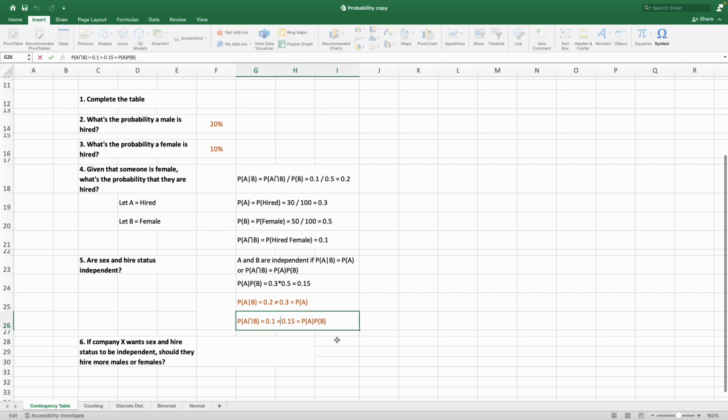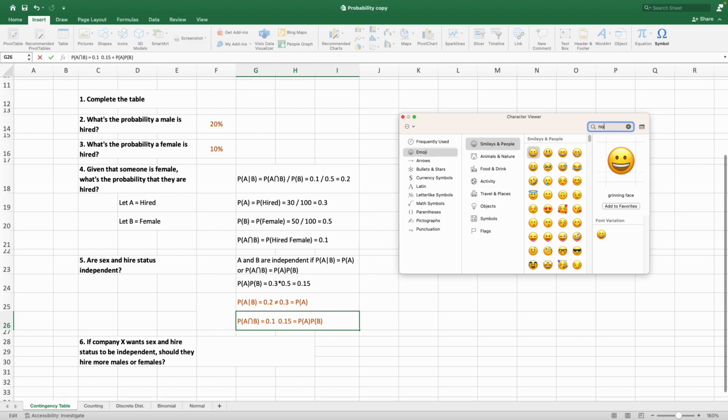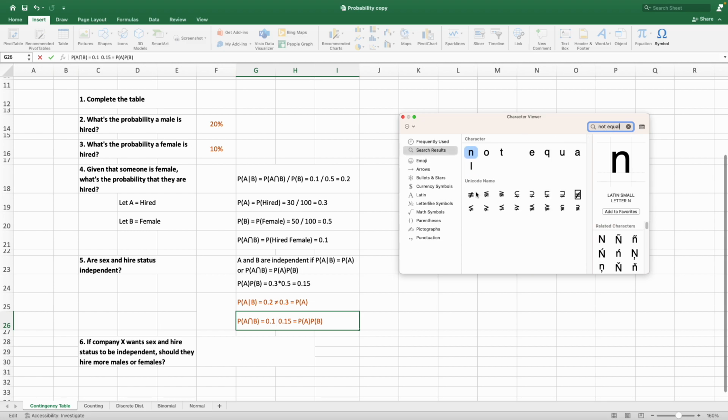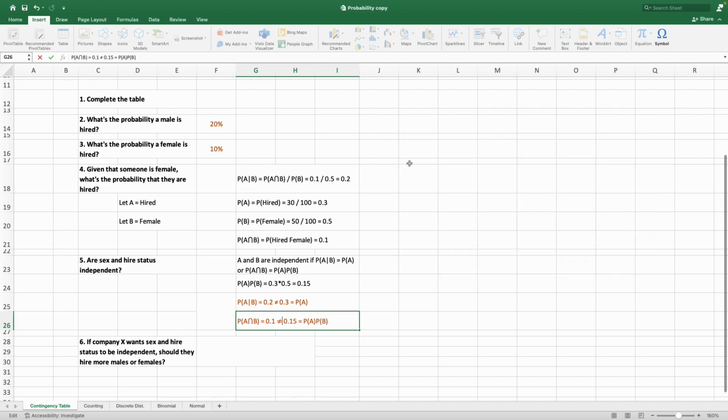So let's go ahead, get rid of this, and then I'm going to do insert symbol, not equal, double click. There. Okay, so are sex and hire status independent? Our answer is no. Why? Because of these statements. Because the probability of A given B does not equal the probability of A, and the probability of A and B does not equal the probability of A times the probability of B.